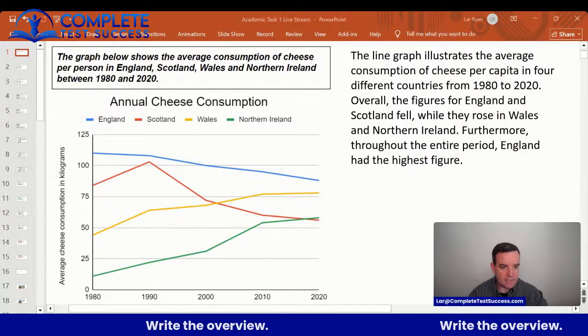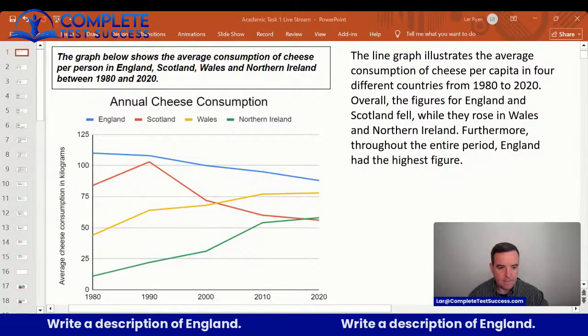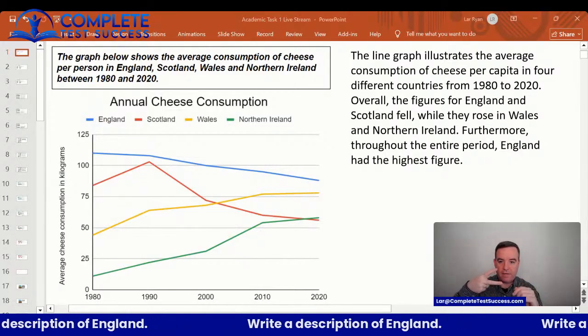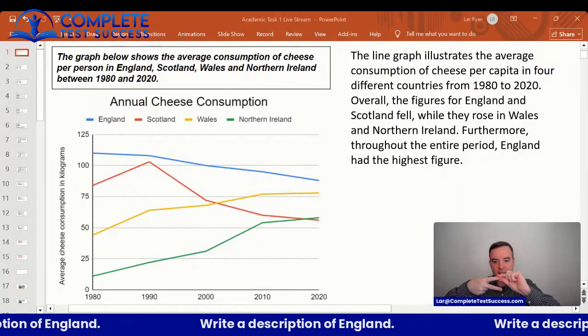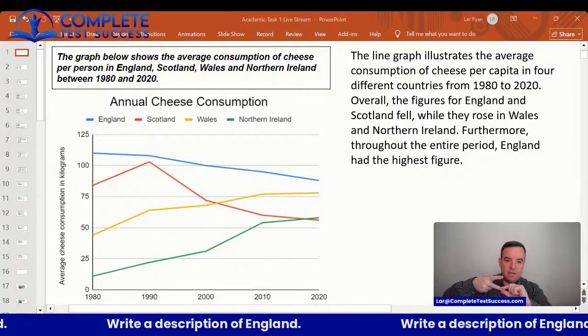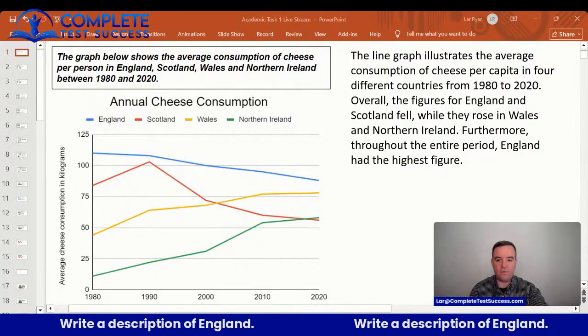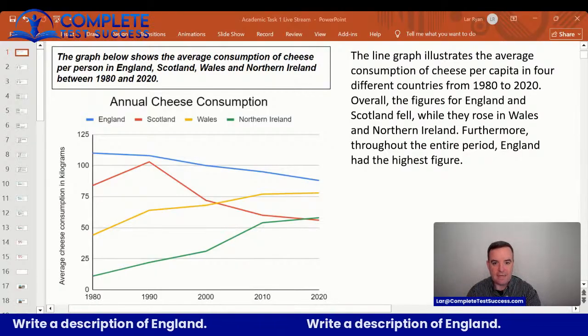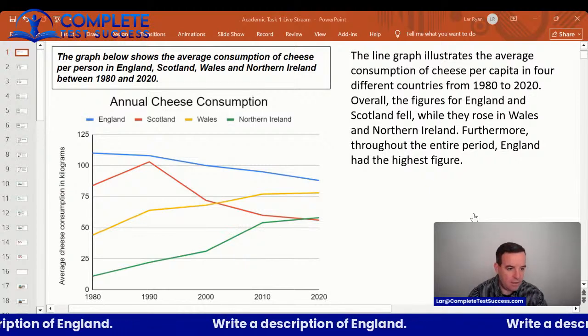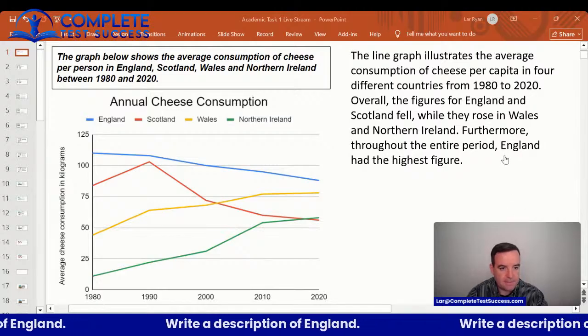All right, so that's the next task for you guys. I want you to write a description of England. So that would be the first part of our body paragraph. So I'm going to have 2 body paragraphs. We're going to discuss England and Scotland in the first one because they both decreased. And then we're going to discuss Wales and Northern Ireland in the second one. So let's just start with the description of England. Write that, share it with me in the comments, and then I'll give you feedback on any mistakes that you're making.